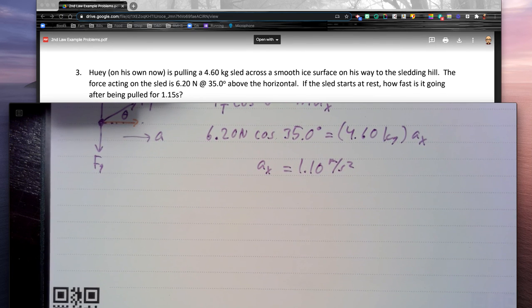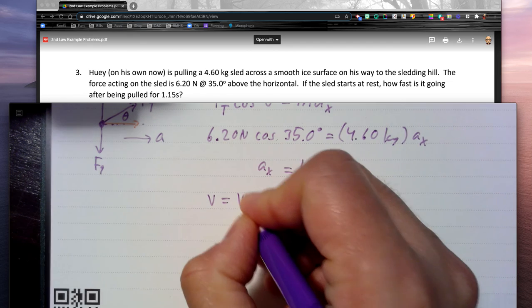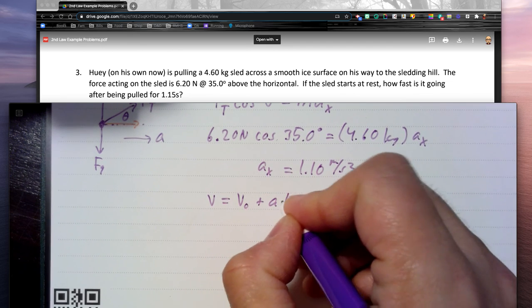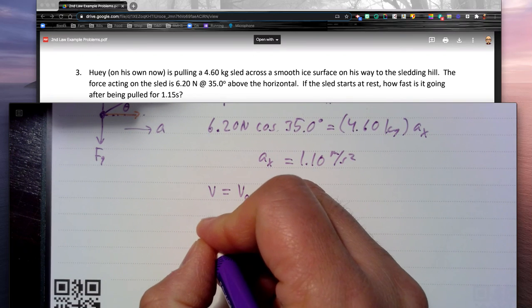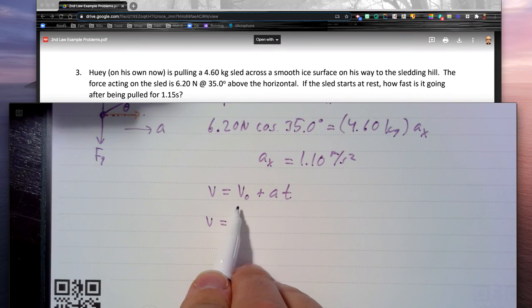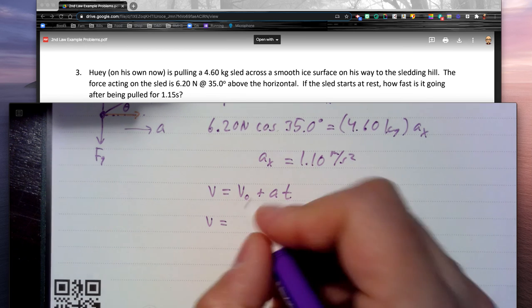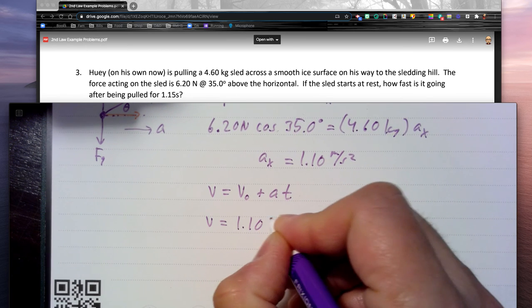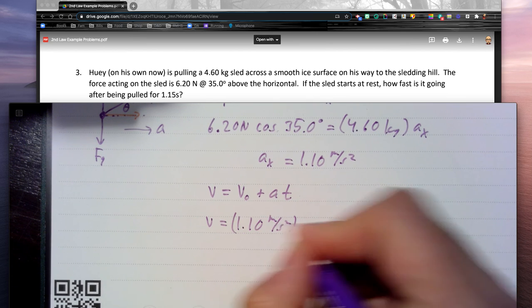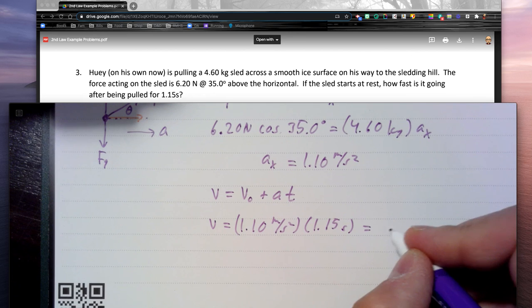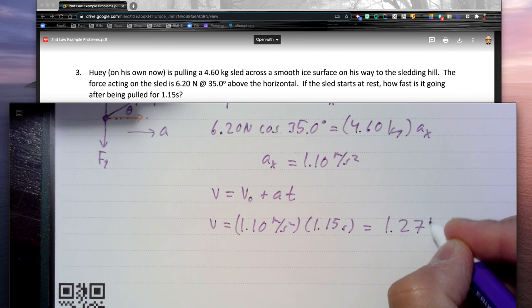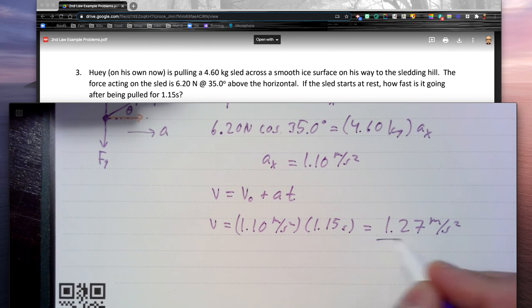To finish the question, I want to know how fast it's going after a certain amount of time. Based on the conditions of the sled that I recognized, I know that I can use this equation because it starts at rest. So I just do 1.10 meters per second squared times 1.15 seconds, and I get 1.27 meters per second. So that's 3 problems I went through pretty quickly.